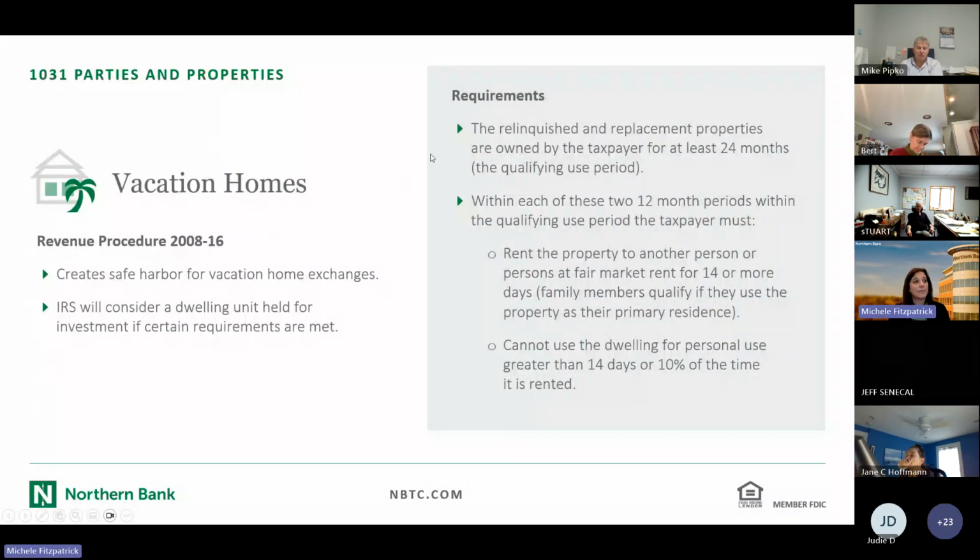Oh, I did throw a vacation rental safe harbor in here, and I didn't realize that I was going to. Like I said, second homes have zero tax benefits. So holding a second home, you can't depreciate it. You can't write off any expenses on it, and you can't exchange it. So if you go to sell your second home that you use exclusively for personal use, you're going to get taxed on it.